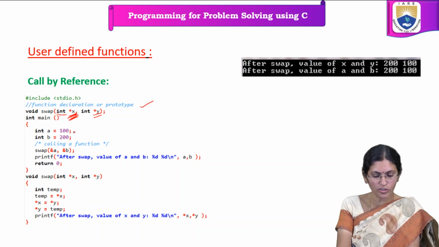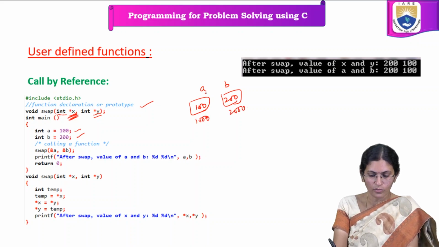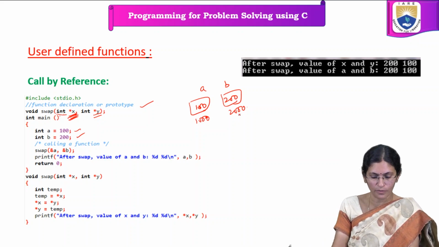In the main function, we have declared two variables, A and B. A is equal to 100 and B is equal to 200. Correspondingly, they will have some addresses, so let it be 1000 and 2000. So the address of A is 1000 and the address of B is 2000.